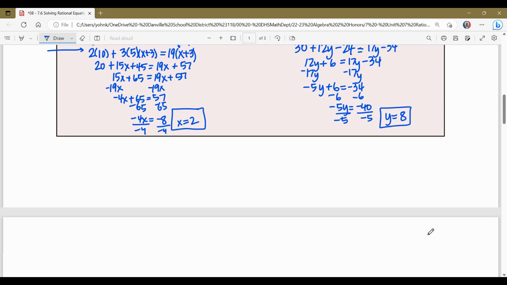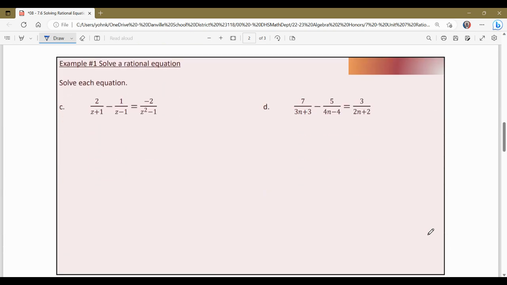All right, let's see what we got on the next page. Ooh, okay, these kick up a little bit. So if you look at letter C, notice that I have a quadratic in the denominator on the right-hand side of the equal sign. Before you look for any common denominators so you can find the lowest, make sure you factor anything that can factor in the denominators. So my z plus 1 is fine, my z minus 1 is fine, but z squared minus 1 can factor into z minus 1, z plus 1.